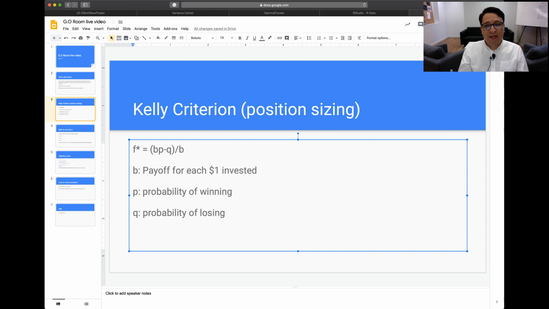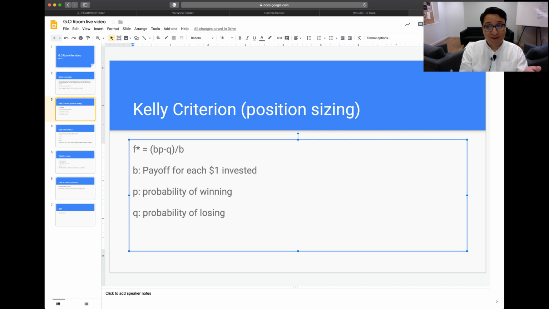P is the probability of winning on the trade. It could be defined externally, or in the case of the NDLA, is easily defined. And Q is the probability of losing. So right there, I present to you, without further ado, the Kelly criterion. Just use it to your heart's content to size this.